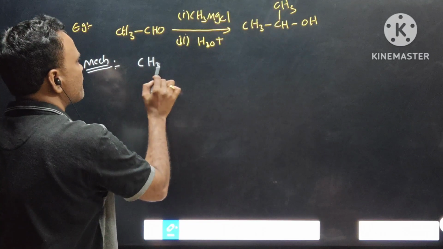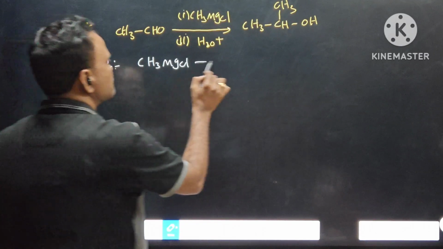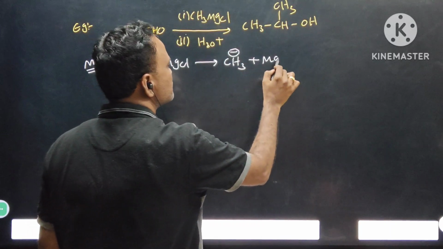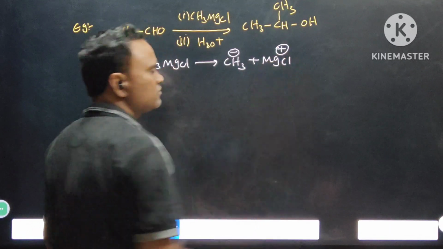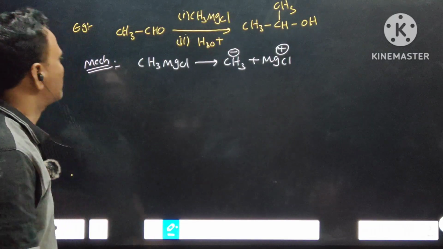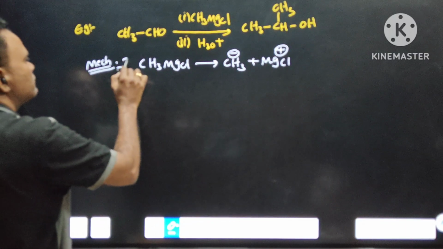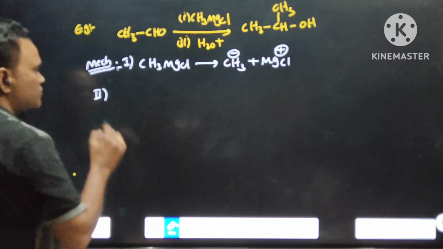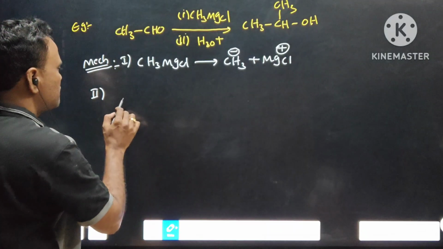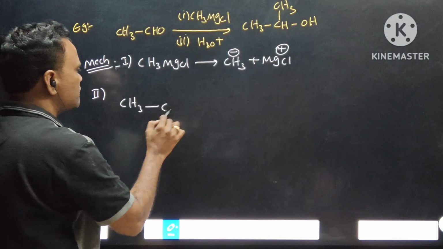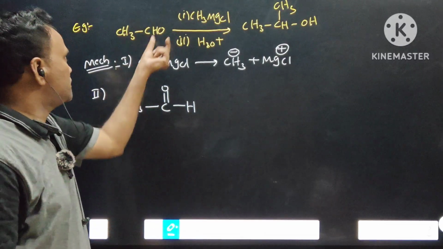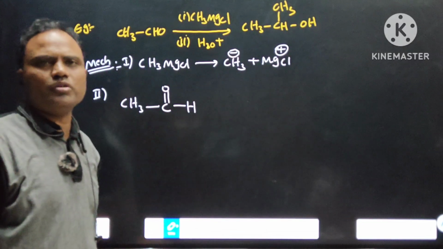Dissociate the Grignard reagent, R minus and MgCl plus. Same steps we have to write. Consider it as step 1. In step 2, take the given aldehyde. CH3CHO can be written like this, CH3C double bond OH. CHO can be expanded like this, C double bond OH.